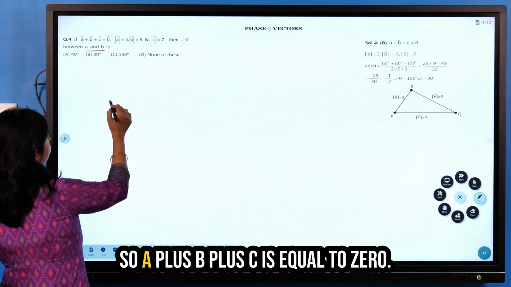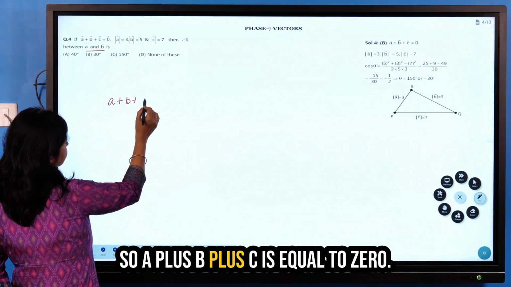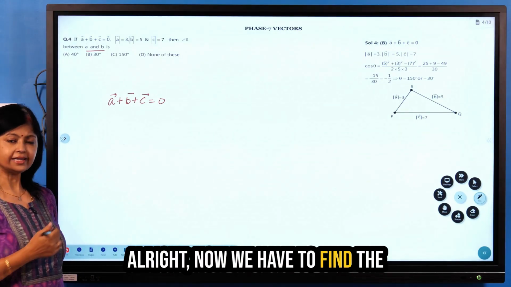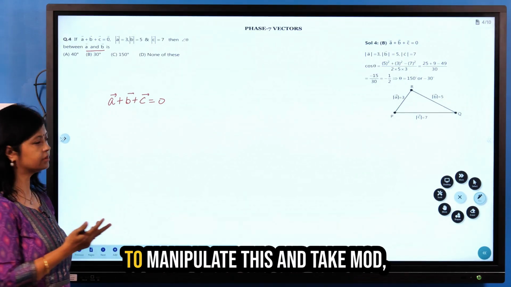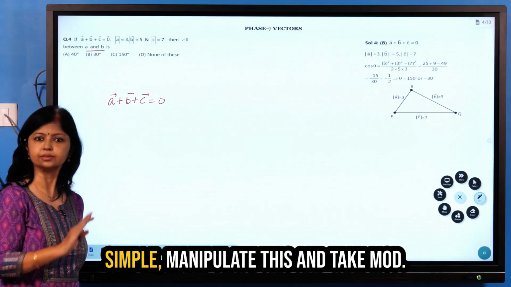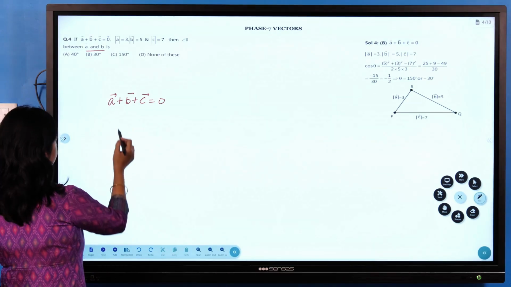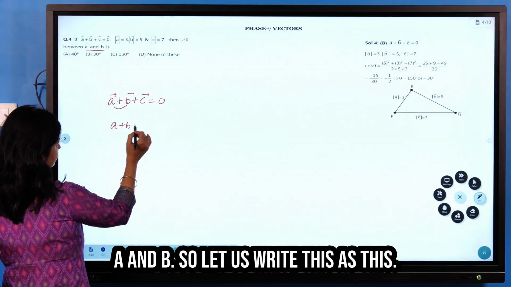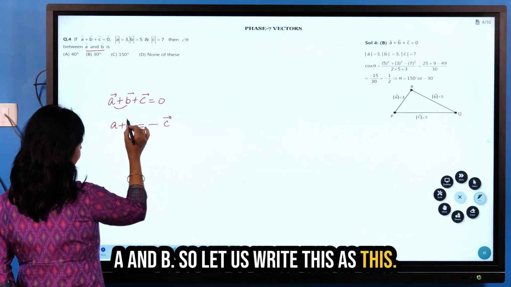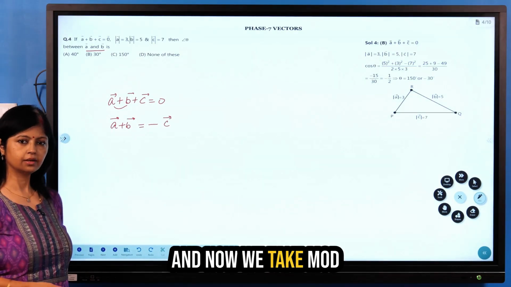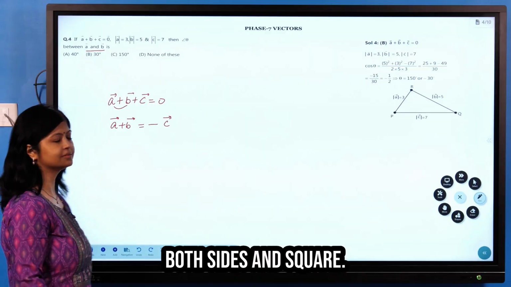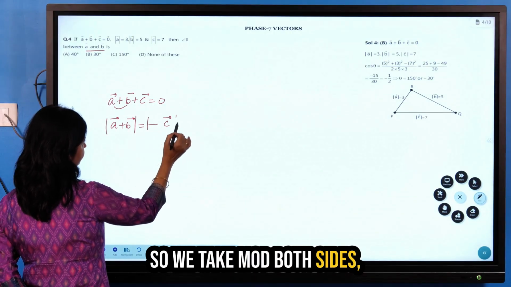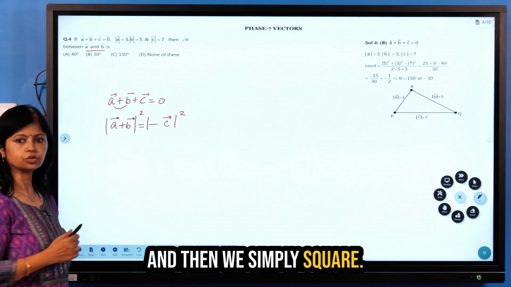So, A plus B plus C is equal to 0. Now, we have to find the angle between A and B, so we have to manipulate this and take mod. Simple. So let us write this as A plus B equals minus C, and now we take mod on both sides and simply square.